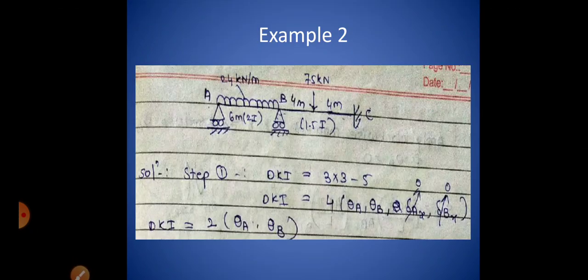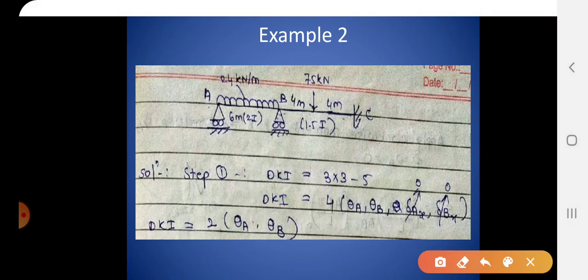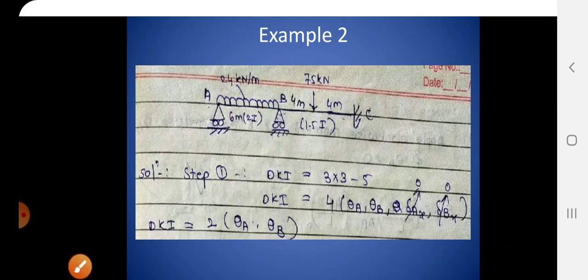Now go to example 2. Okay, so here A is an end roller support, B is an intermediate support, and C is a fixed support. But note here that EI is different for both spans: 2I for AB and 1.5I for BC.